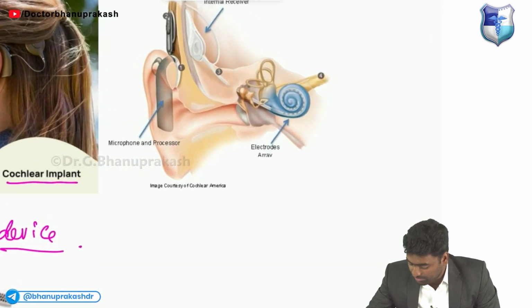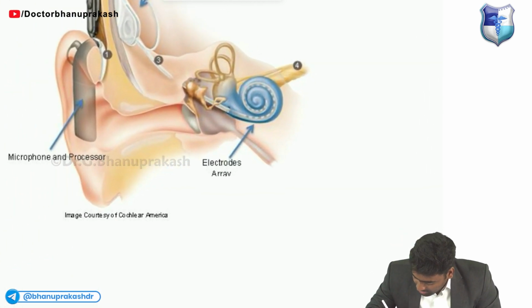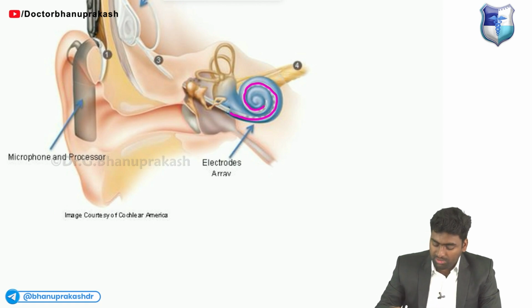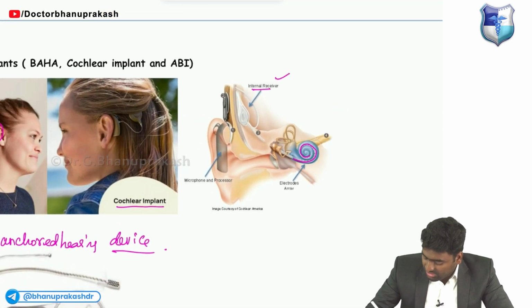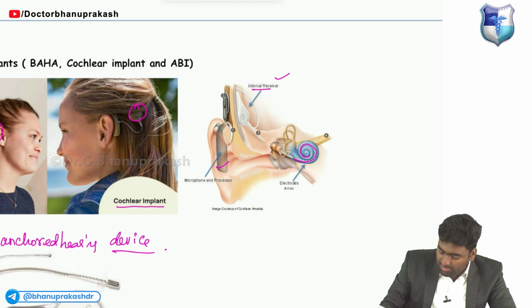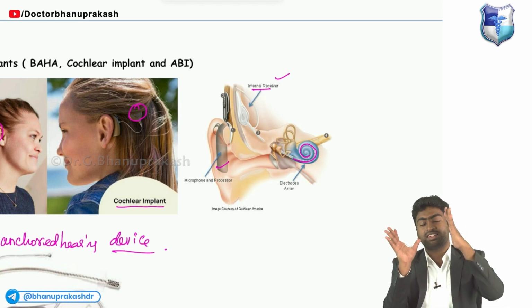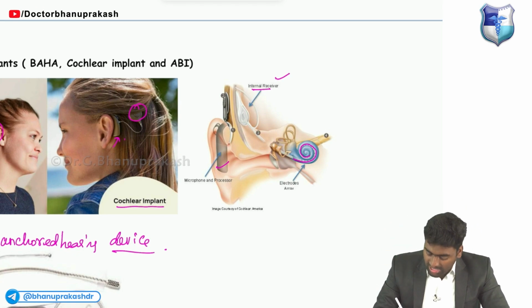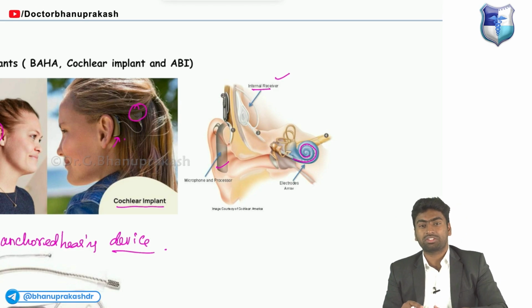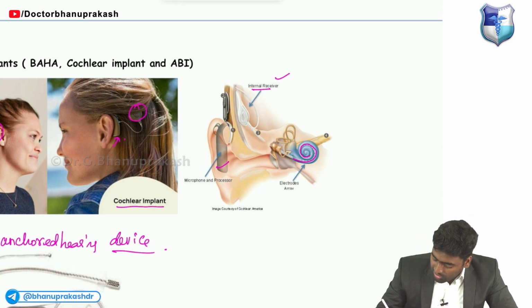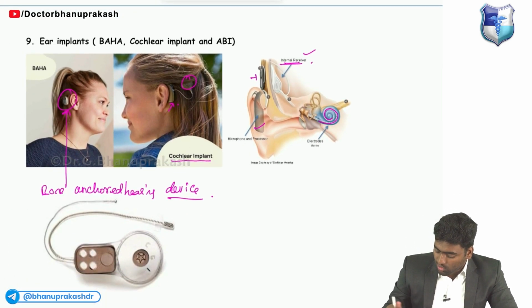If you see this cochlear implant, you will be able to see you will pass this electrode into this inner ear, and there will be this receiver and this transmitter. Here outside there will be this transmitter and inside there will be this receiver. You will collect this sound and process it and send it through this transmitter, then you will receive it inside. So this is the cochlear implant.